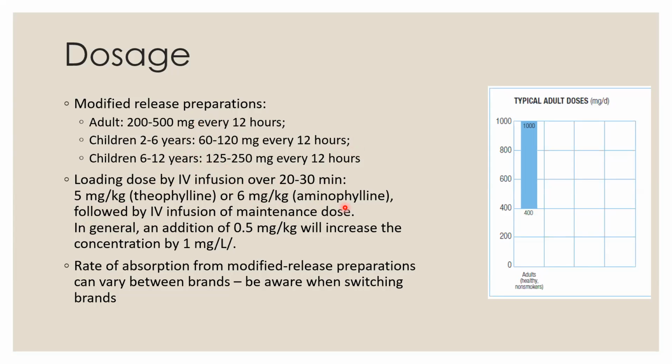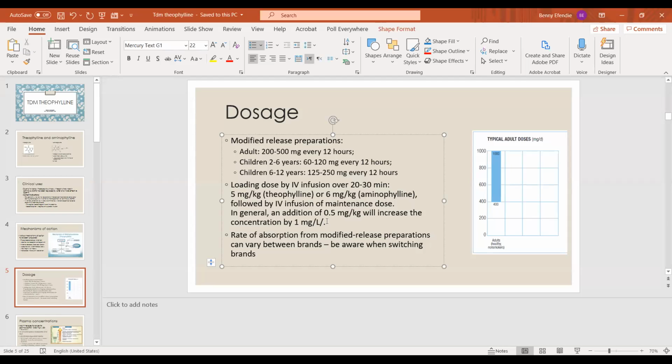Followed by IV infusion of maintenance dose. In general, an addition of 0.5 milligram per kg, okay, will increase the concentration by 1. Yeah, but this is in general. Okay. Let me, there's a typo here. Okay.